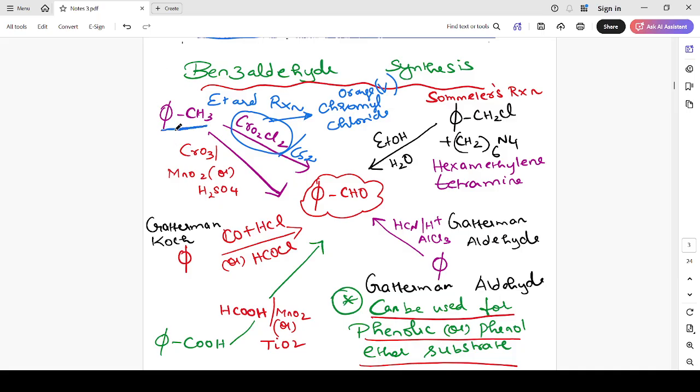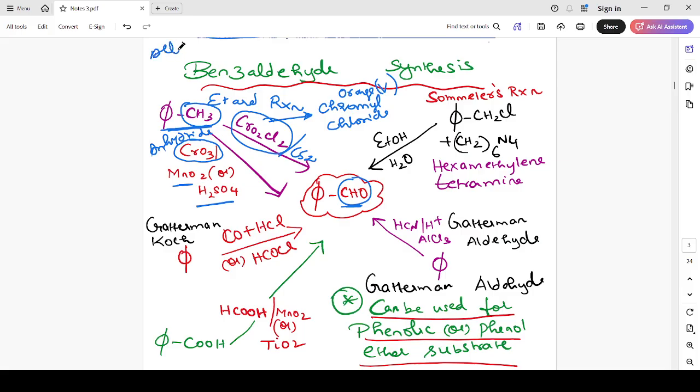The next one, I have toluene. Either I react it with chromium trioxide in anhydride form. That means it is not going to give me complete oxidation, but retarded oxidation, where it ends with benzaldehyde. Or if I use MnO2 in the presence of H2SO4, manganese dioxide in the presence of H2SO4 oxidizes toluene to form benzaldehyde.